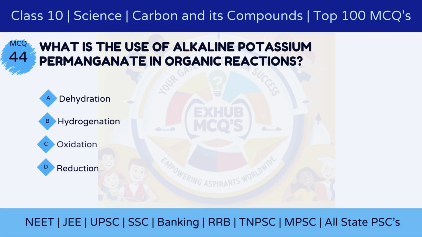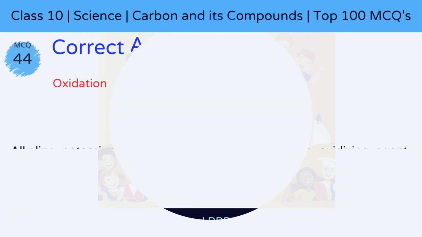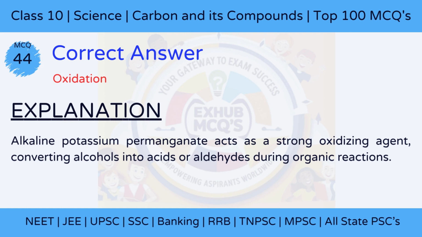MCQ 44. What is the use of alkaline potassium permanganate in organic reactions? Option A, dehydration. Option B, hydrogenation. Option C, oxidation. Option D, reduction. The correct answer is option C, oxidation. Explanation: alkaline potassium permanganate is a strong oxidizing agent used to convert alcohols into aldehydes or carboxylic acids and to oxidize other organic compounds.